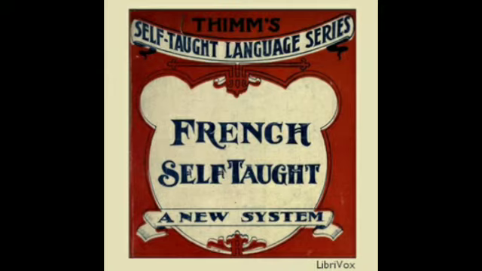Pluperfect. That I might have been, Que j'eusse été. That thou mightst have been, que tu eusses été. That he might have been, qu'il eût été. That we might have been, que nous eussions été. That you might have been, que vous eussiez été. That they might have been, qu'ils eussent été. End of section 6.